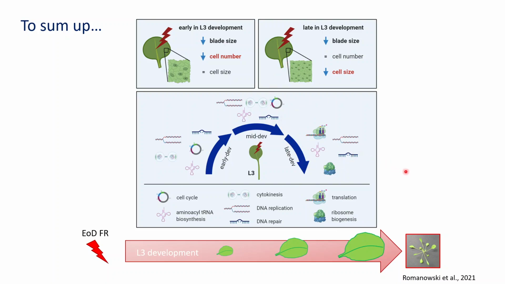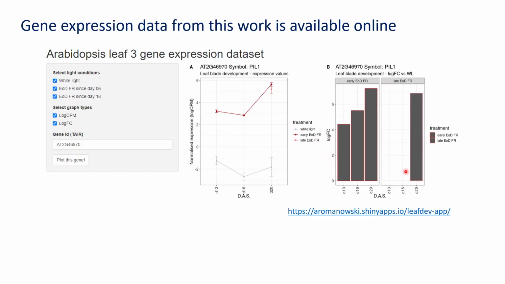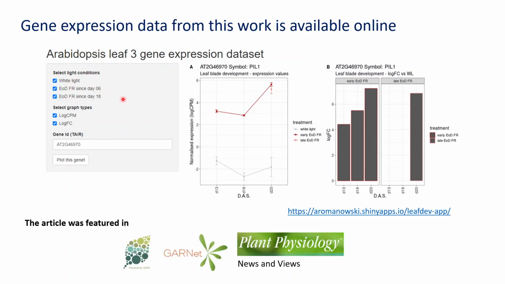This work has been published already in Plant Physiology, and you can find the whole story there. In addition to that, I developed a Shiny app that you can access through this link, where you can look at your favorite gene and you can make plots of log-fold change or normalized counts in all the different conditions that we used in our work. So white light, early treatment, or late treatment.